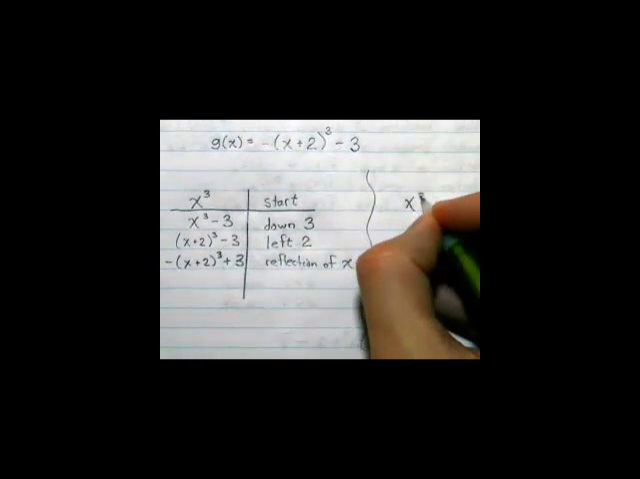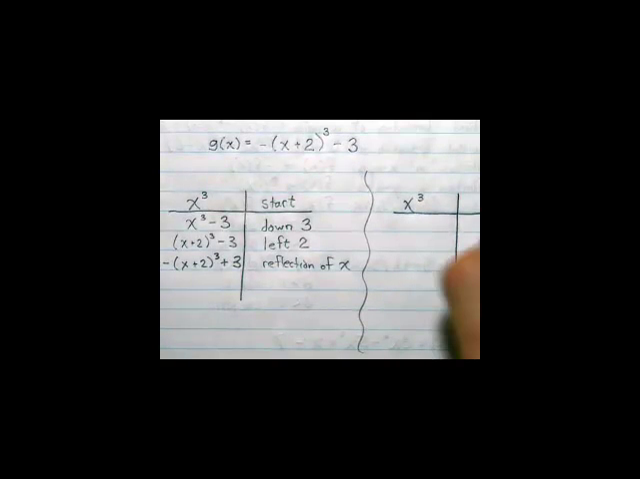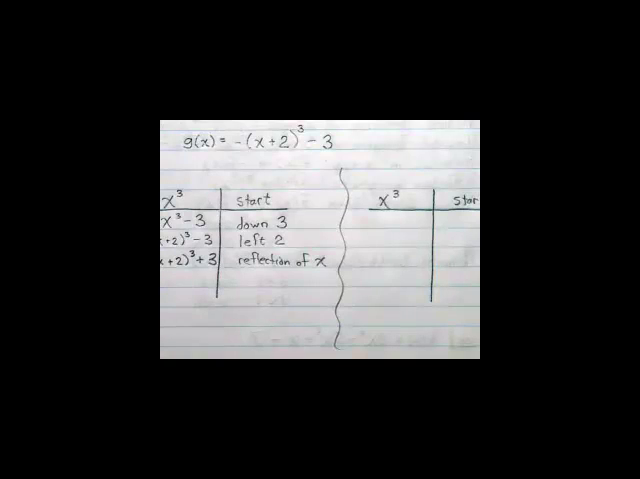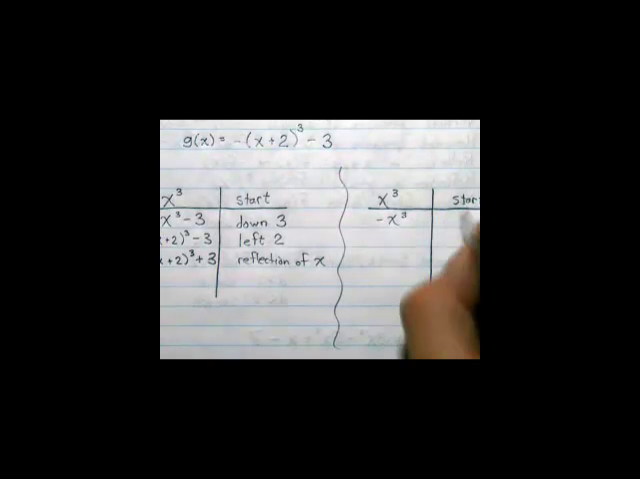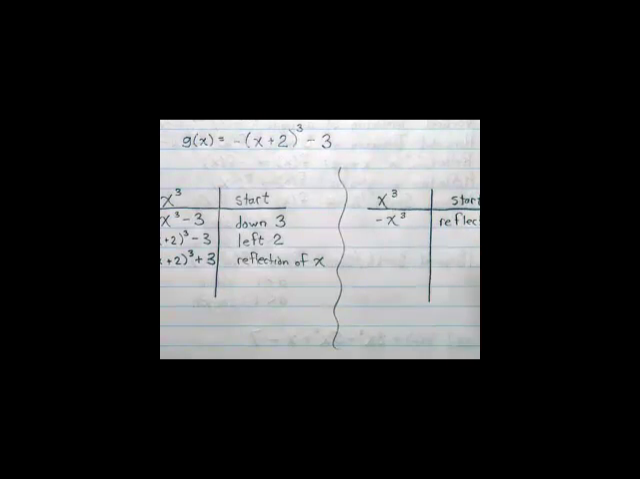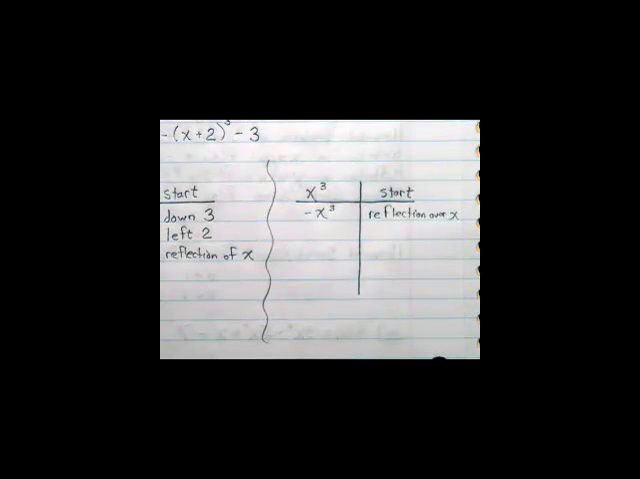So let's start again, and let's do it in a different order, okay? If we go reflection first, so I got negative x to the third. So reflection over the x on that. And then after I do the reflection, I do my left 2 and my down 3. Then it'll work.